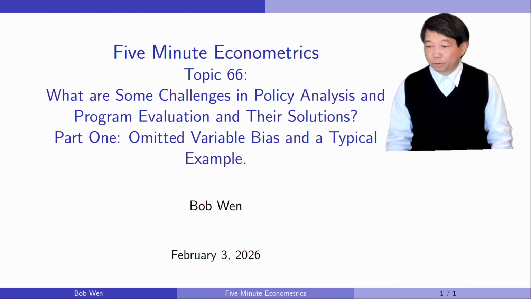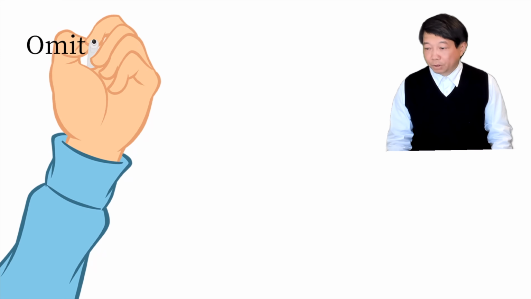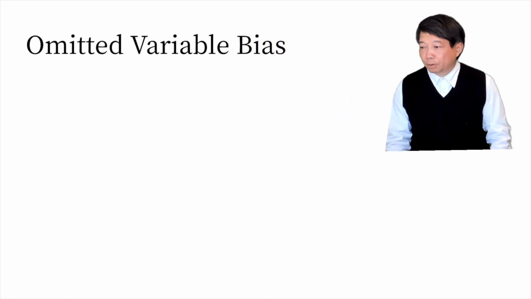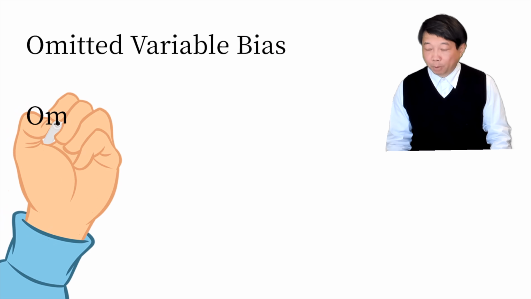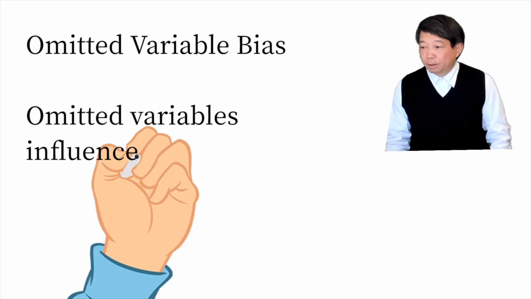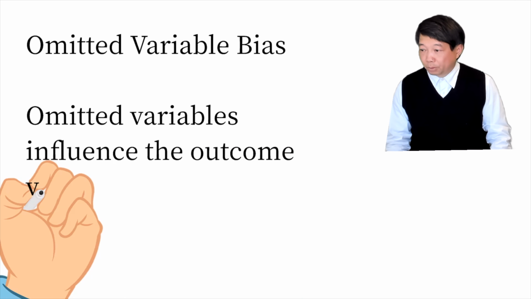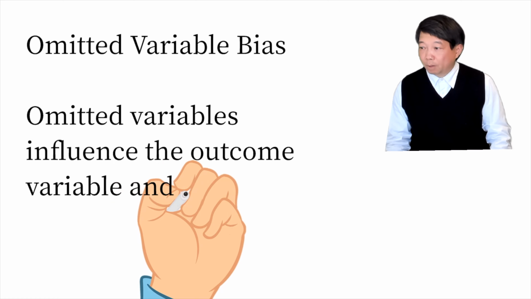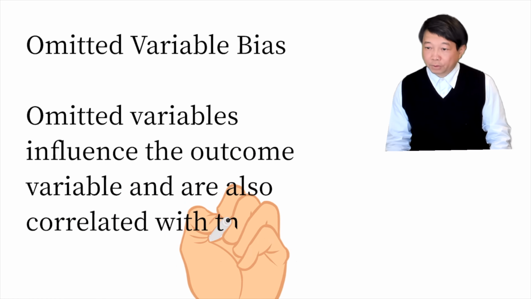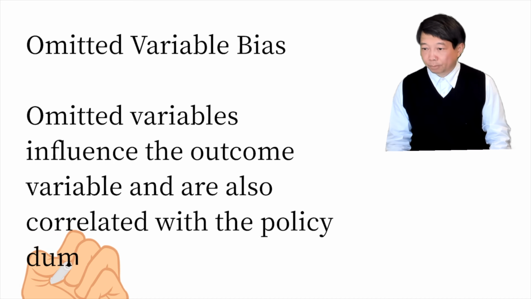The first challenge we face is omitted variable bias. This occurs when relevant variables are left out of a model, yet they are correlated with the policy being studied. In other words, these omitted variables influence the outcome variable and are also related to the policy dummy variable.